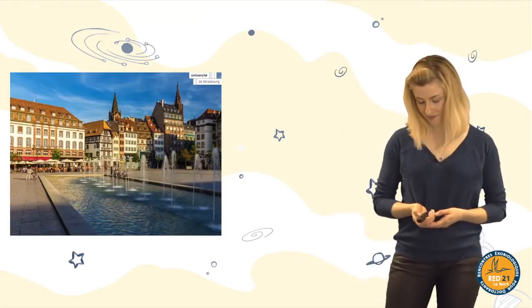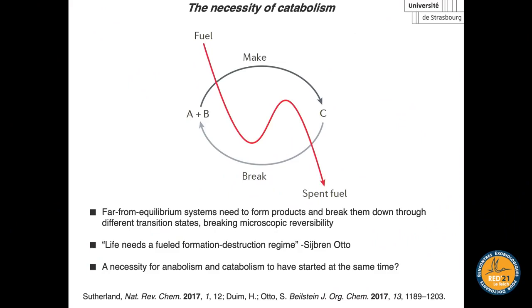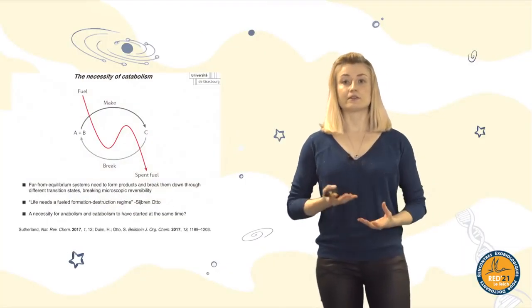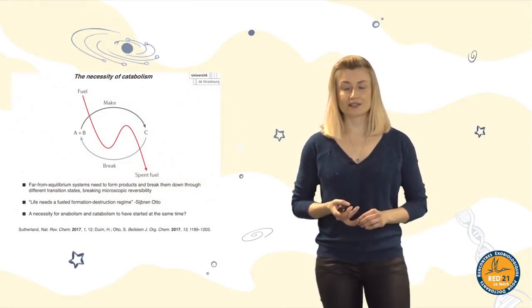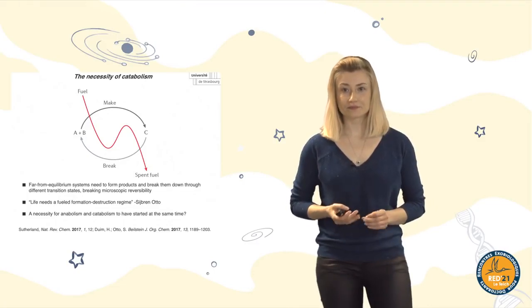So this is very important. It was probably very necessary that the build-up, the anabolic, and the breakdown, the catabolic processes, were linked from the very beginning of prebiotic chemistry. In other words, the proto-metabolism that emerged from geochemicals must have emerged in a formation-destruction regime. This is what systems chemistry scientists call this type of environment.